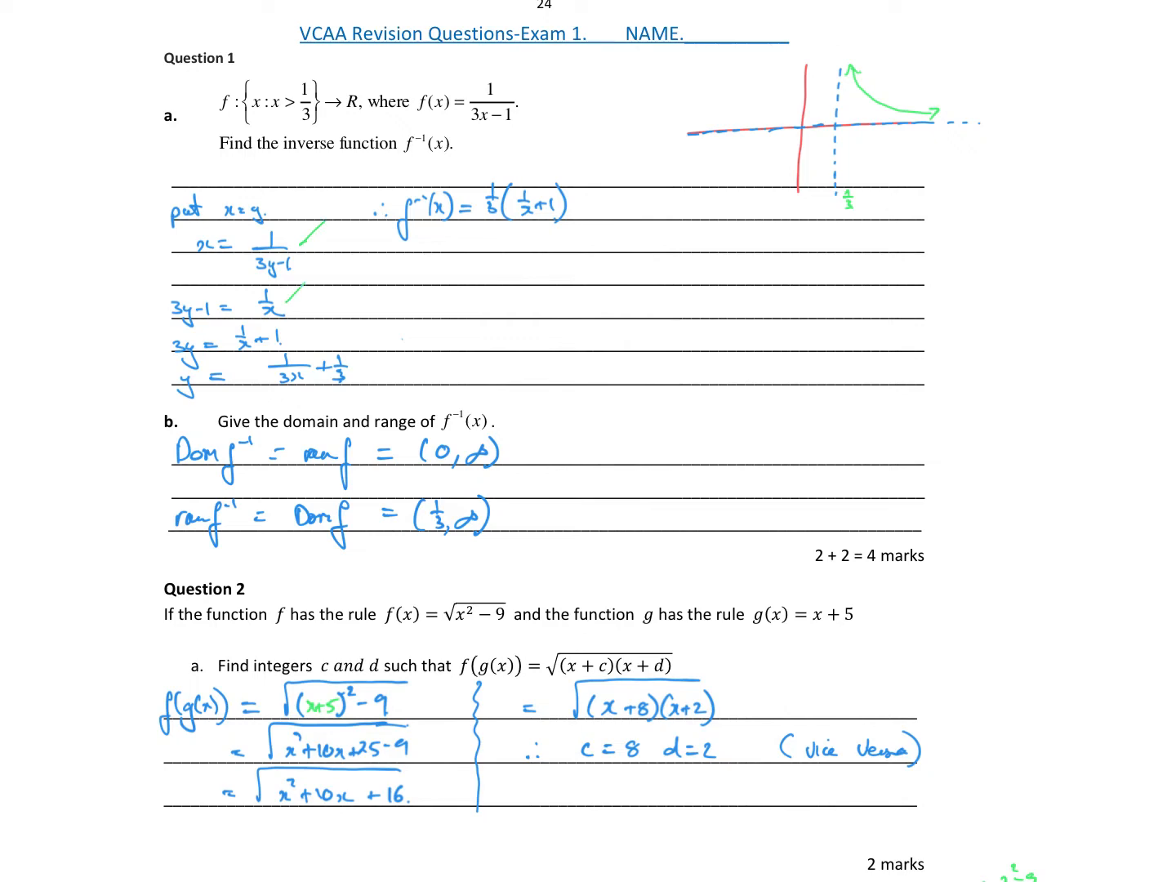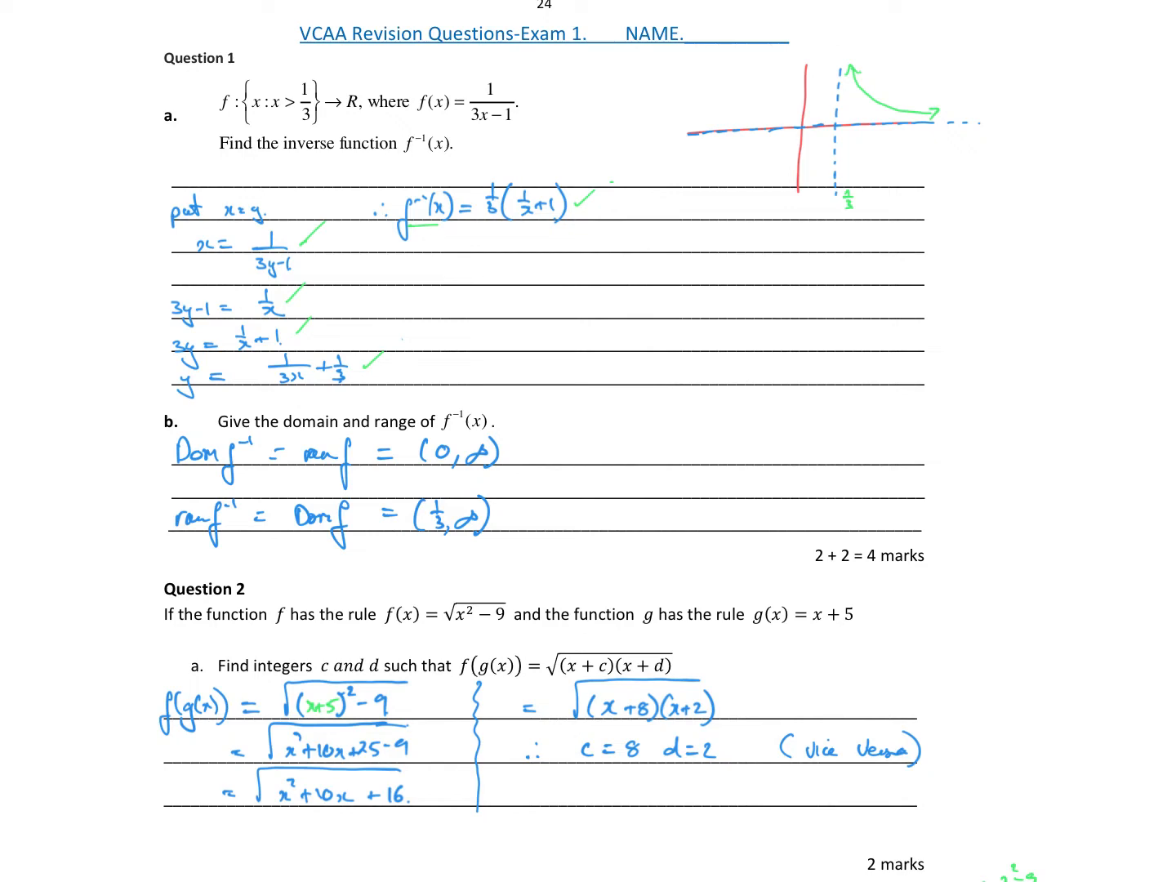Reciprocate both sides, take the 1 across, and it's a messy looking form of it, y equals 1 on 3x plus 1/3, but it does the job. Don't forget to change it to f inverse of x is equal to 1/3 of 1 on x plus 1.